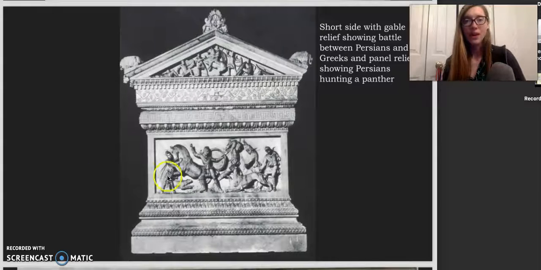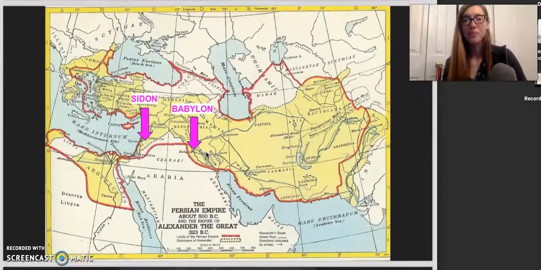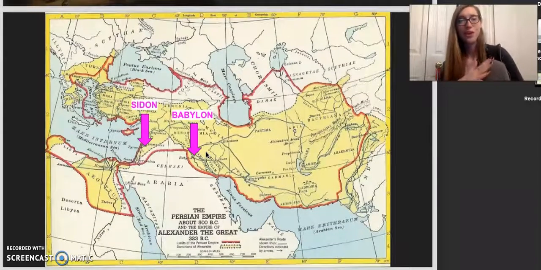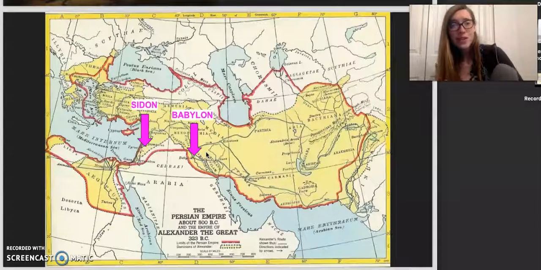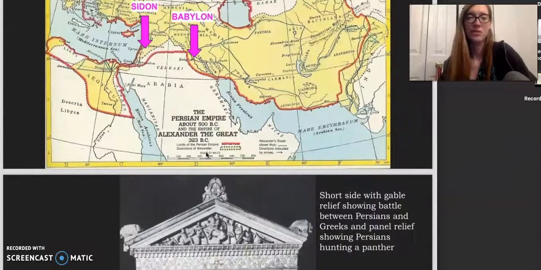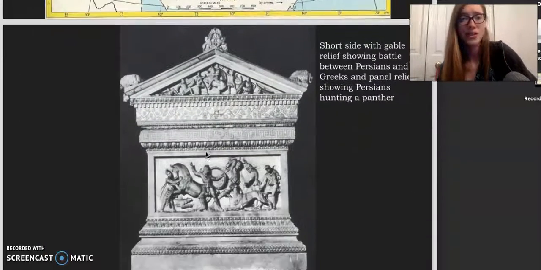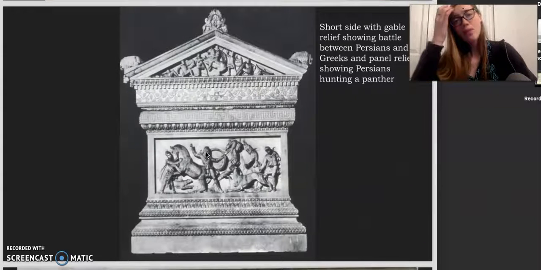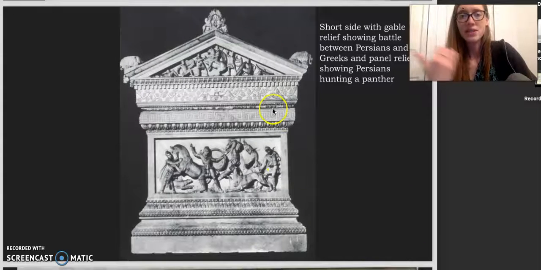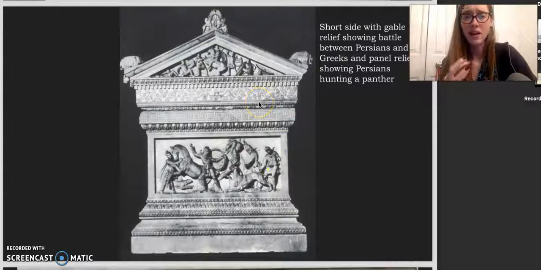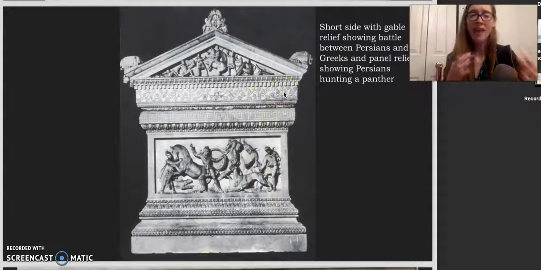Okay, so now that we have talked a little bit about the potential patrons of the sarcophagus, I want to take a closer look at the actual iconography on the side. As you can see, just looking at this short side of the sarcophagus, it's really heavily decorated.